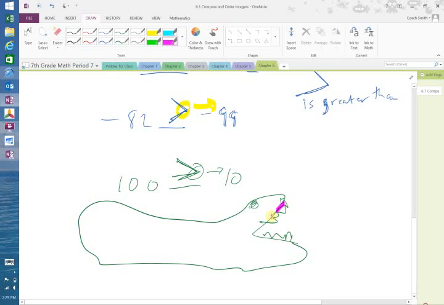Okay, there is your less than sign. No. He's in the water. You can't see underneath the water. No, it's in underneath the water.